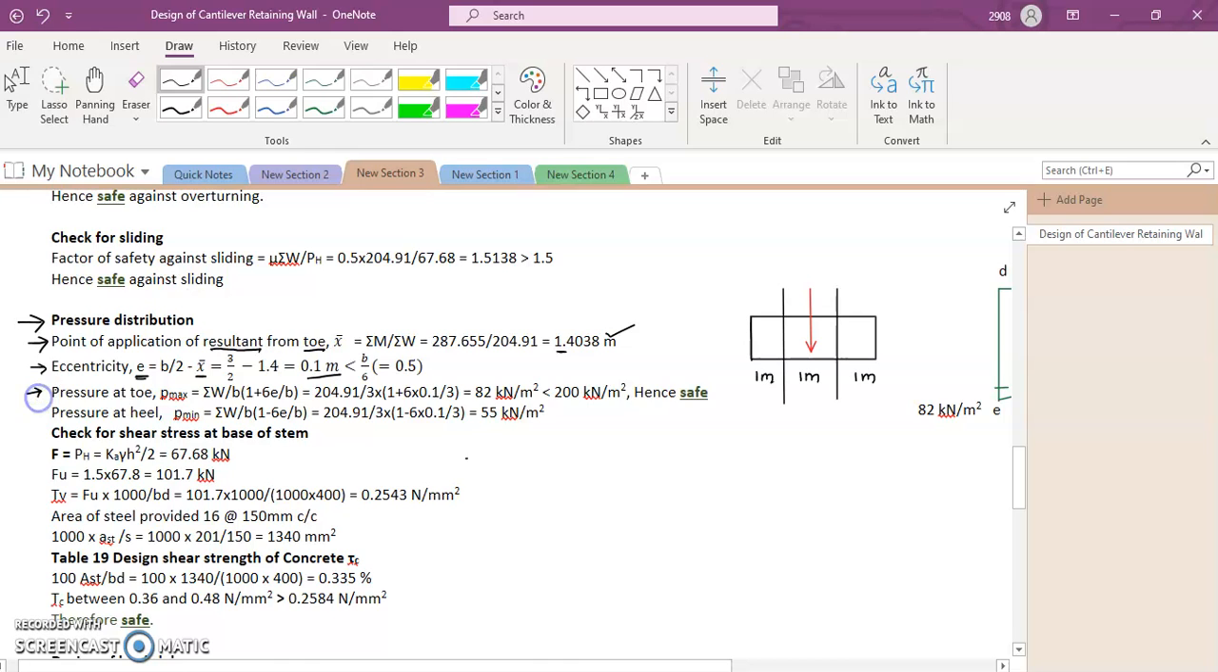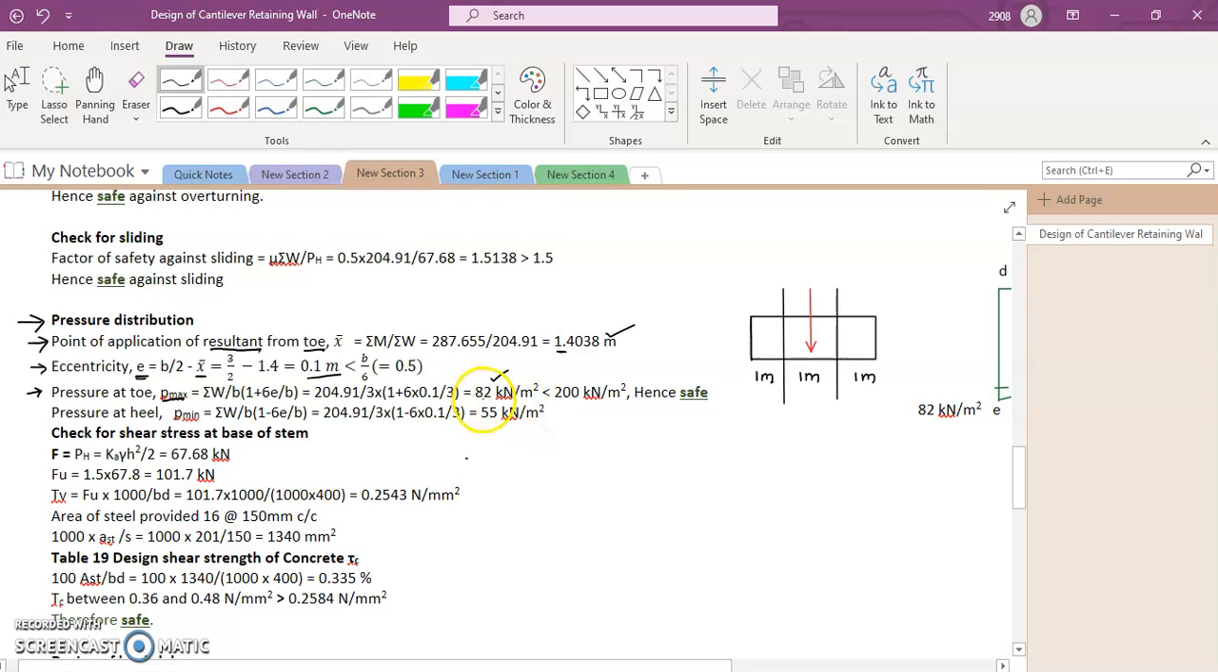The maximum pressure at the bottom of the base slab occurs at the toe, and let us call it P max, and it is given by summation W upon B into 1 plus 6e by B. On substitution we will get 82 kilonewton per meter square. It is very important that this value that we get has to be less than the soil bearing capacity. It cannot exceed the soil bearing capacity, or else we will have to redesign it.